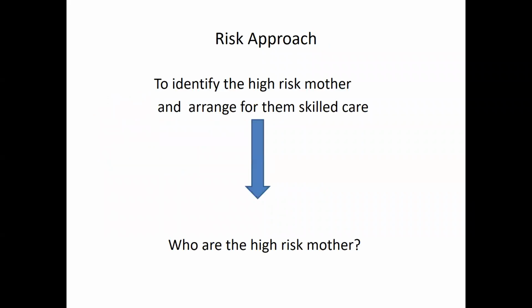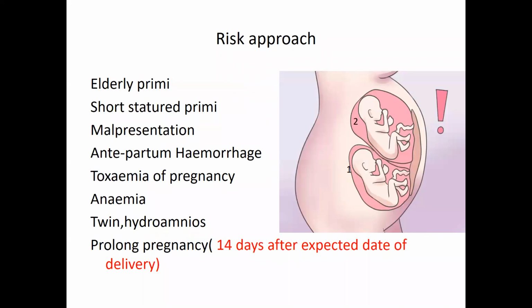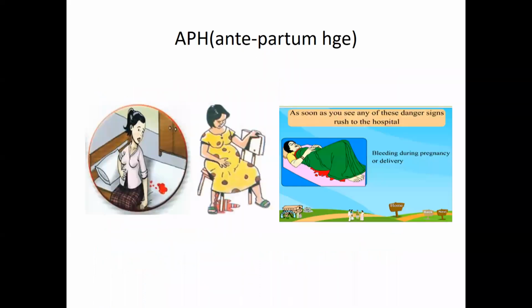Risk approach to identify the high risk mother and arrange for support for them. And then we need to know who are the high risk mothers. Who are the high risk mothers? Elderly primi, short statured primi, mother with malpresentation, antepartum hemorrhage, toxemia of pregnancy, that is preeclampsia, anemia, and then if there is twin pregnancy, hydramnios, prolonged pregnancy, that is 14 days after the EDD. So these are all high risk mothers.